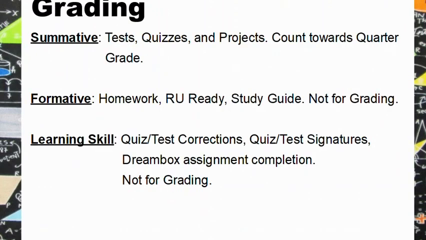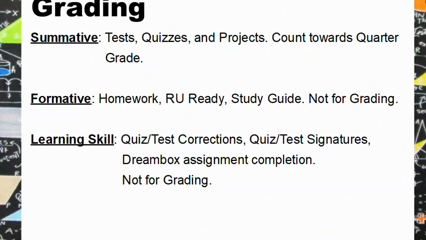The last thing that we're going to quickly go over is what summative, formative, and learning skills mean when they show up in your child's gradebook. So summative is tests, quizzes, and projects that we'll work on. These count towards their quarter grade. Formative assessments, which will be homework, Are You Ready, which is that practice test, and the study guide, which will come home right before the test, are not for grading. Those are going to be formative, and we'll mark them for not grading in their gradebook. Now, other things you might see are learning skills. You'll see those as the quiz and test corrections or the quiz and test signatures.